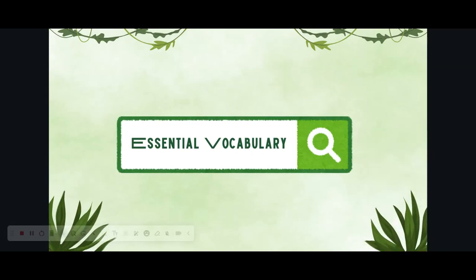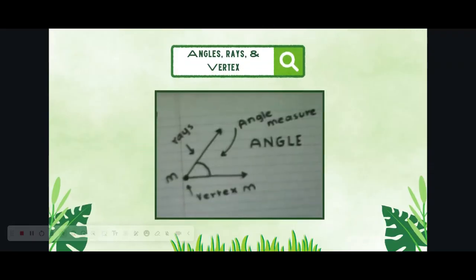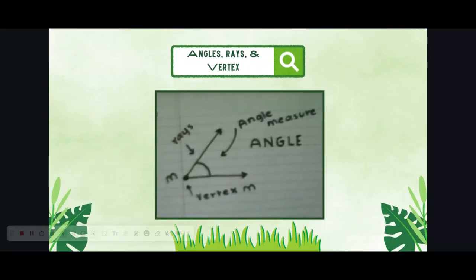Let's go over some essential vocabulary. Our first vocab words go over angles, rays, and vertex. Let's first think about a ray. Here I drew a ray for you. A ray is like a line that starts at one point and goes on forever in just one direction. So imagine drawing a line with your pencil that begins at one spot of the paper, right here, and keeps going straight without stopping. So it's keeping on going.